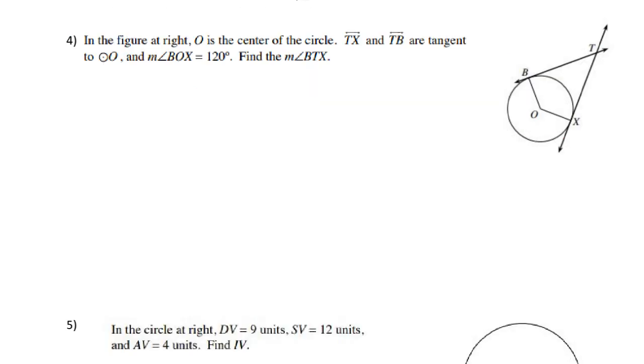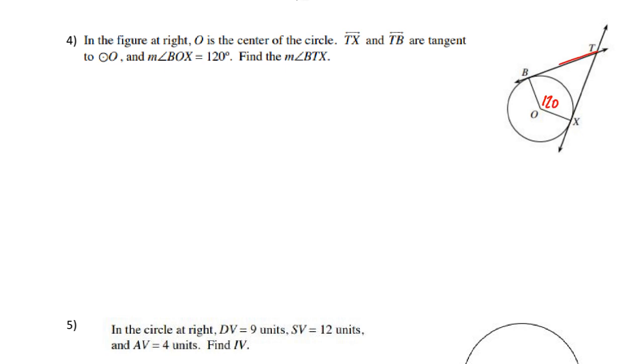Question number 4. In the figure at right, O is the center of the circle. TX and TB are tangent to that circle. They also gave you that angle BOX is equal to 120 degrees. So let me put that this is 120.